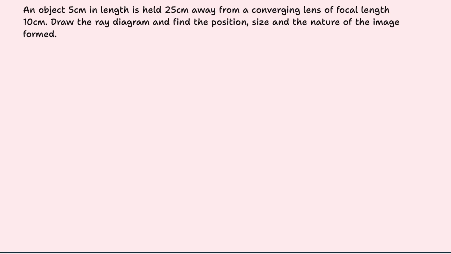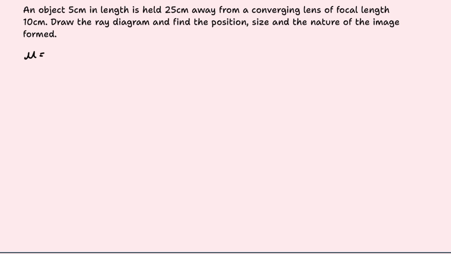Okay, in this question first, we have an object of 5 centimeter in length held 25 centimeter away from a converging lens of focal length 10 centimeter. Draw the ray diagram and find the position, size and nature of the image formed. So first let's write what is given and what we have to find out. So that is the first step.